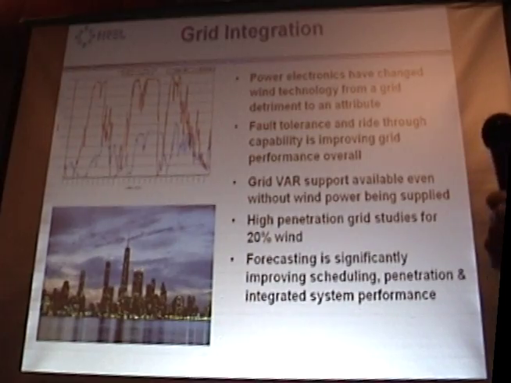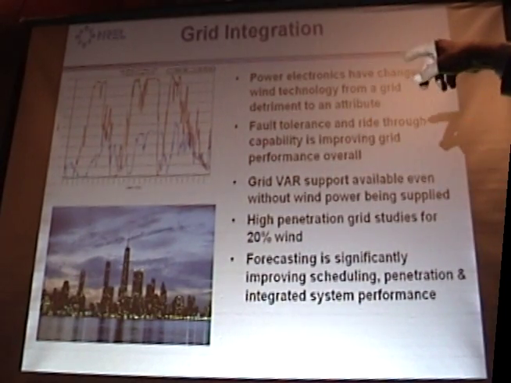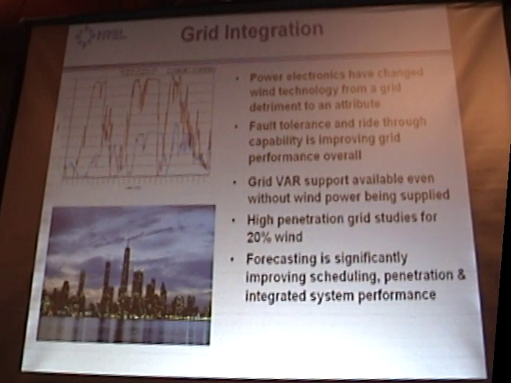Here the graph shows wind plant output, and it demonstrates the variability that you might see from a wind plant. So we have to learn how to fill in the gaps between the dips that happen, and we're doing that right now. We have a lot of work going on with the grid itself.